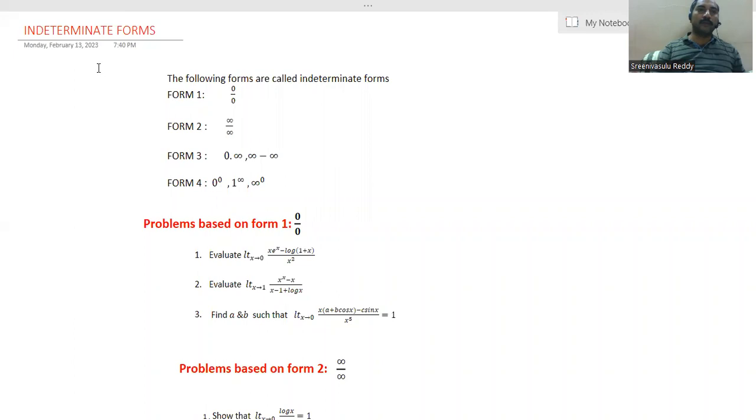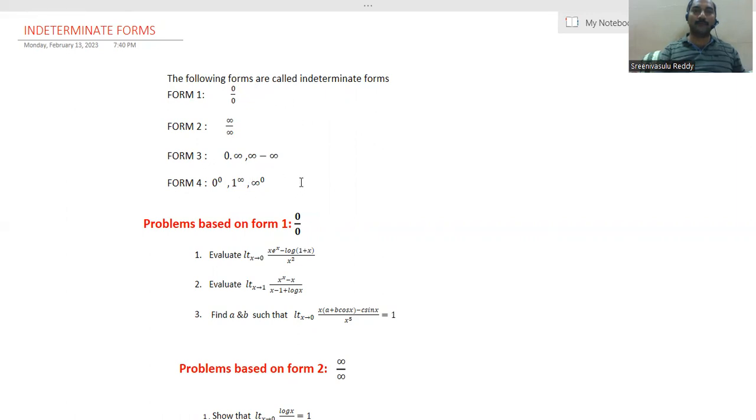Today we are going to see the indeterminate forms of the limits. Indeterminate form means the form of the number is in the form 0 by 0. After substituting the limit, we sometimes get 0 by 0 form, infinity by infinity form, 0 into infinity, infinity minus infinity, 0 power 0, 1 power infinity, infinity power 0. These forms are called indeterminate forms.